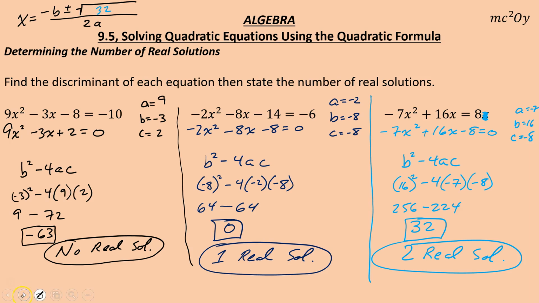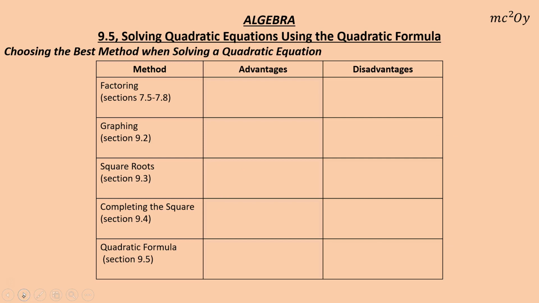All right. Well, we've kind of been building up to this point now. Choosing the best method when solving a quadratic equation. In our textbook, we've covered 5 methods: factoring in 7.5 through 7.8, graphing in section 9.2, square roots 9.3, completing the square 9.4, and now the quadratic formula. And there are advantages to doing them this way when solving a quadratic.